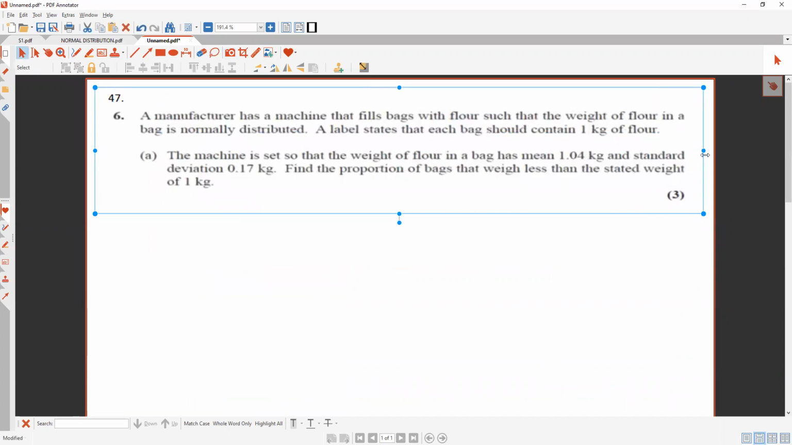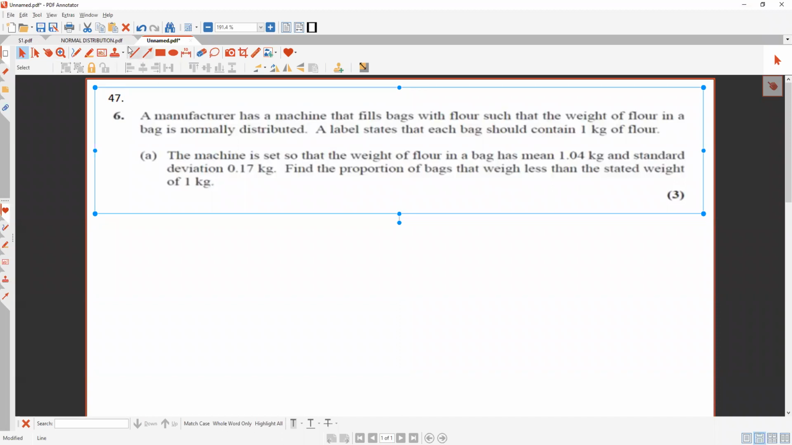A manufacturer has a machine that fills bags with flour such that the weight of the flour in a bag is normally distributed. A label states that each bag should contain 1 kg of the flour. The machine is set so that the weight of the flour in the bag has a mean of 1.04 and a standard deviation of 0.17 kg. Now, find the proportion of bags that weigh less than the stated weight of 1 kg.